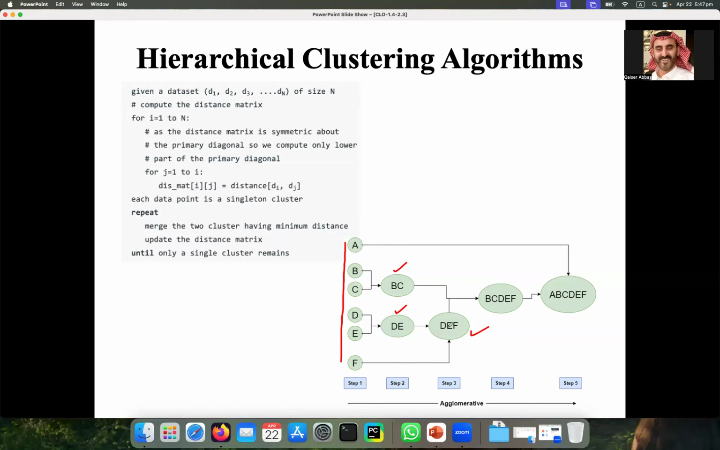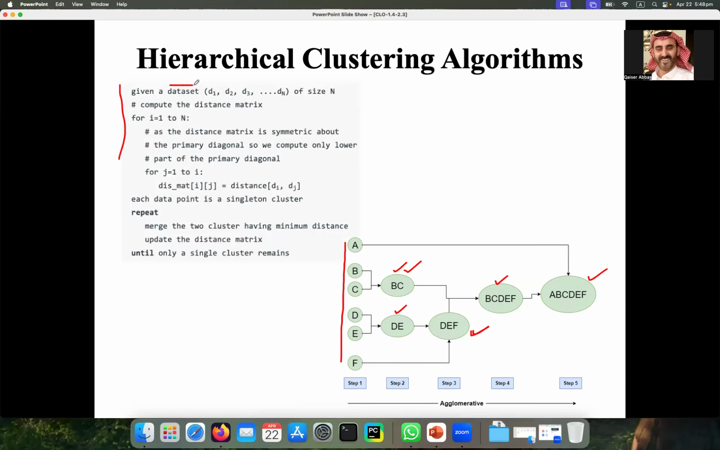Now you are again calculating distances, and based on these distances, B, C, and D, E, F has the minimum, so that's why you are merging them. And finally, only two are left, so now we are merging them directly, and you are finally getting a single cluster. So if you look into this theoretical algorithm, it will give you the same concept.